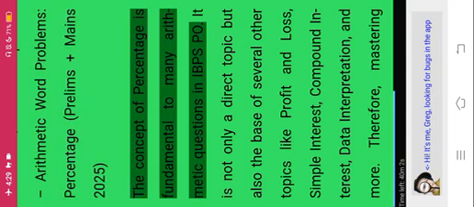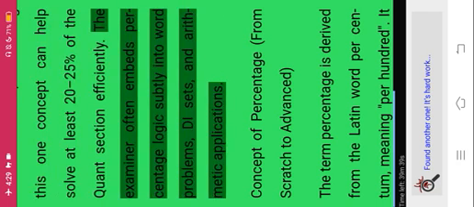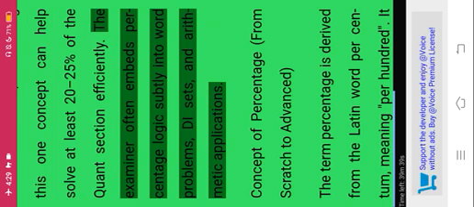The concept of percentage is fundamental to many arithmetic questions in IBPS PO. It is not only a direct topic but also the base of several other topics like profit and loss, simple interest, compound interest, data interpretation, and more. Therefore, mastering this one concept can help solve at least 20-25% of the quant section efficiently. The examiner often embeds percentage logic subtly into word problems, data sets, and arithmetic applications.